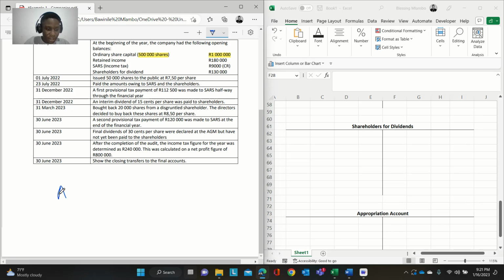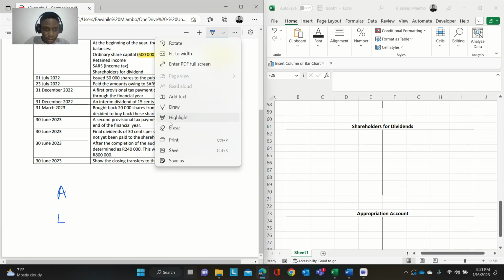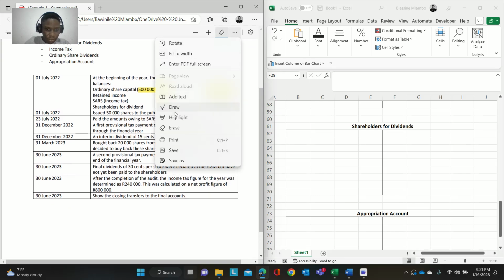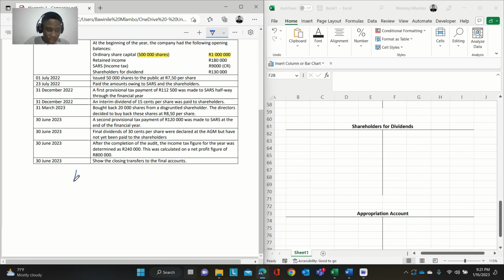We have the ALE. Let me just go a bit up and say we have ALE. So we have the ALE method.